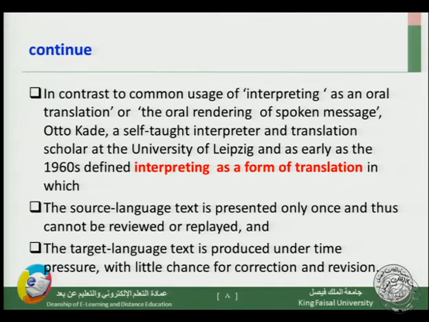So now this is example A, from English into Arabic. We come back to the definition of interpreting. Somebody, an interpreter, defines interpreting as a form of translation in which the source language text is presented only once and thus cannot be reviewed or replayed. So he defines interpreting as follows.